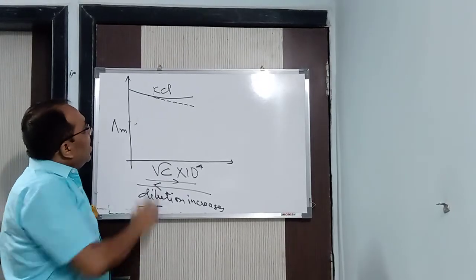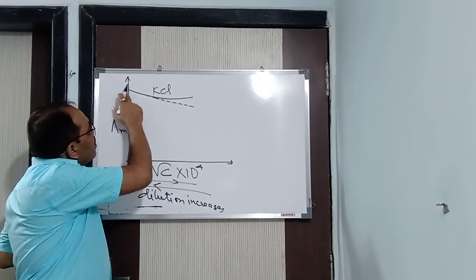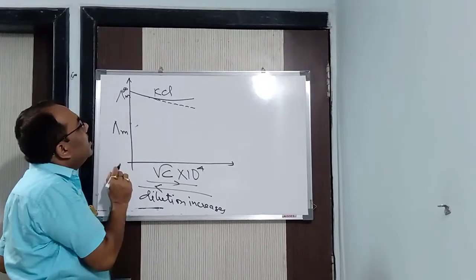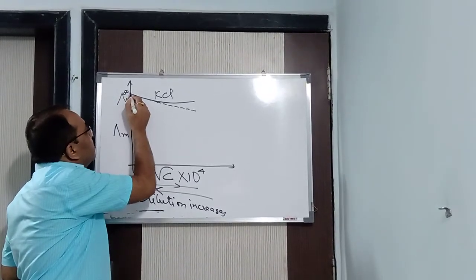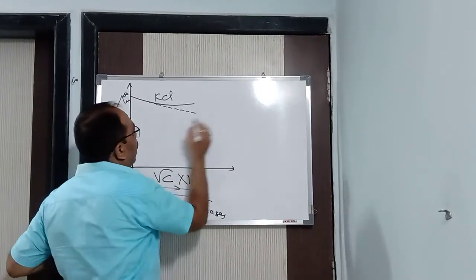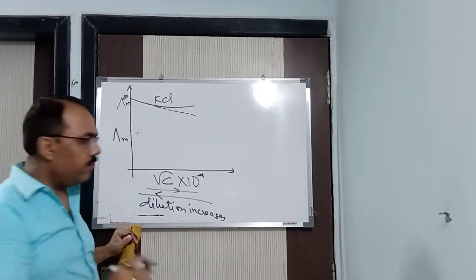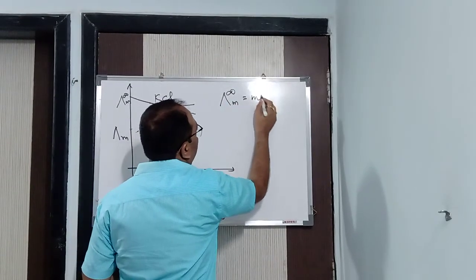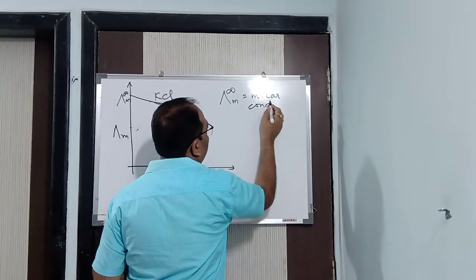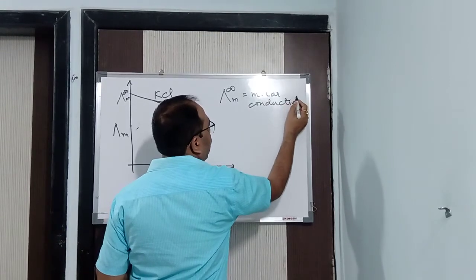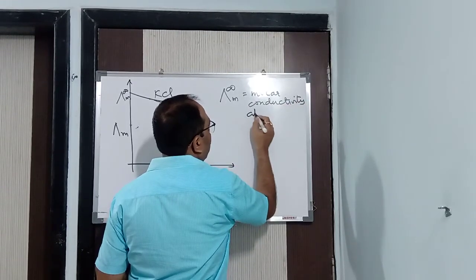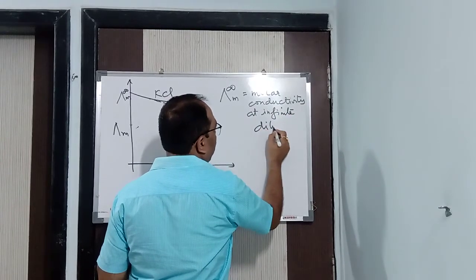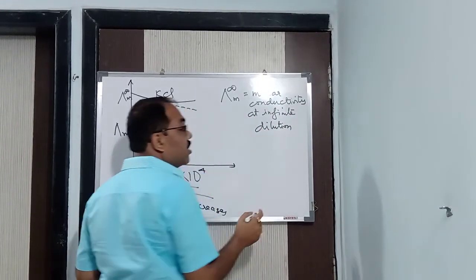Now, why have I done it here, and what is this point? This point is Λ∞m. I am writing it out: Λ∞m. Now, Λm is understood, molar conductivity. What is Λ∞m? Molar conductivity at infinite dilution. This you need to understand.